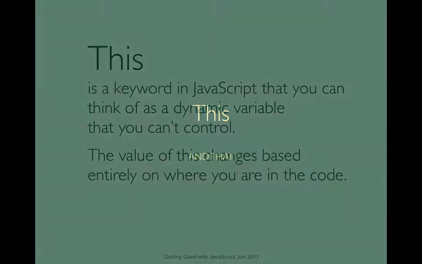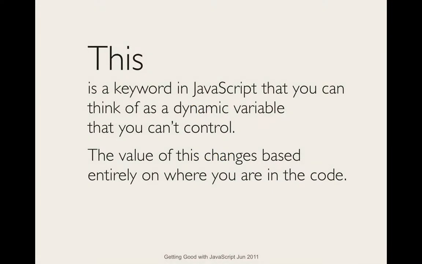Here we are again, and we're going to talk about this and a little bit of that. What I mean by that is that this is a keyword in JavaScript you can think of as kind of like a dynamic variable you can't control. Its value changes based entirely on where you are in the code.